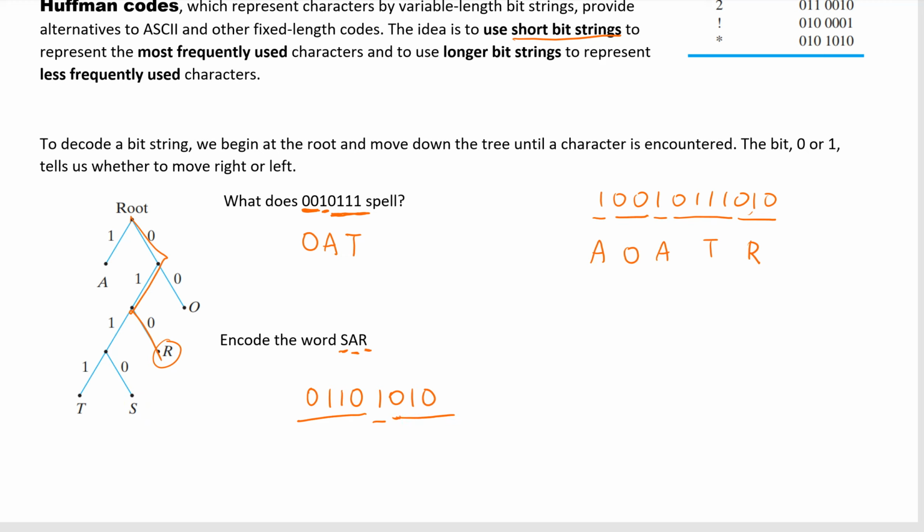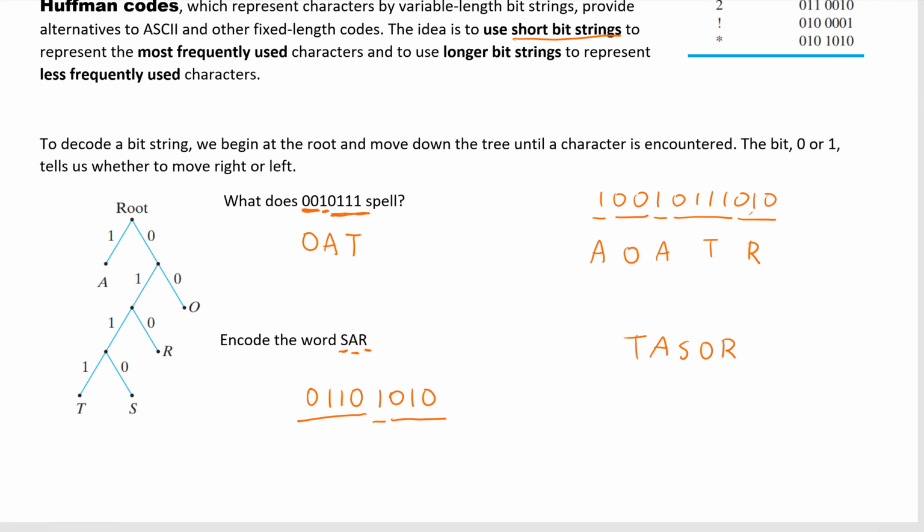Alright. How about, let's see. Let's do more examples. How about, let me just make up something. TASOR. Okay, if we want to encode this word, then let's see. Feel free to pause the video and try to work on this, and then you can continue to play the video and check your answers.